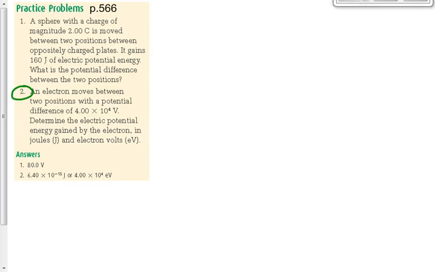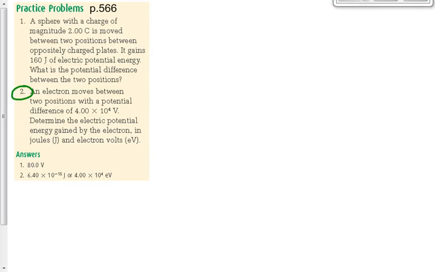Okay, let's spend a couple minutes going over number 2 then. It says an electron moves between two positions with a potential difference of 4 times 10 to the 4 volts. A potential difference. It doesn't mention the word energy. Clearly it's related to energy, but it doesn't mention the word. So are we dealing with an E or a V? We're dealing with a V, right?